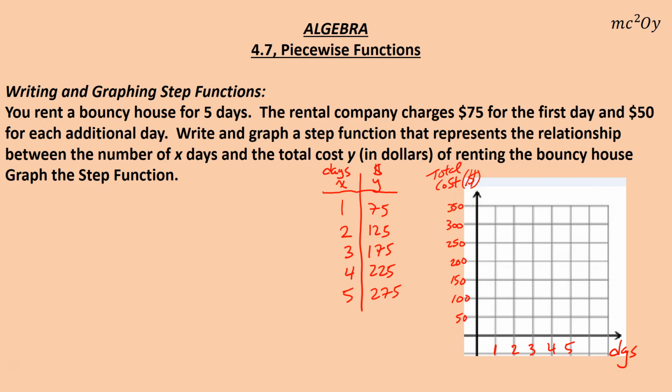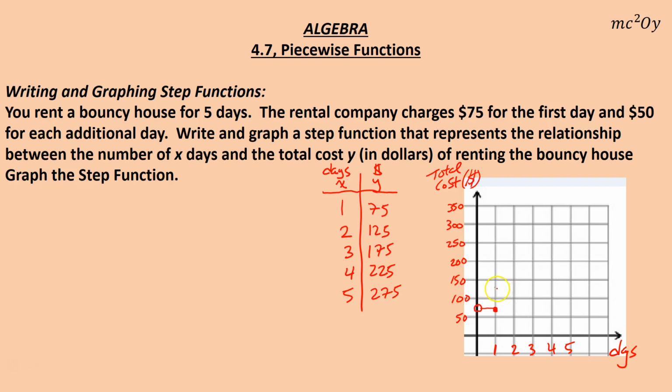So now I know for 1 day it's $75. Well, really for any part of the first day, so 0 to 1 days. If I have an hour or 24 hours, it's going to be $75. So I'm going to start right here with an open circle at 0, and then go to when the number of days is 1, for 1 day with a closed circle, 75. Now, for anything greater than 1 day, but less than or equal to 2 days, it's going to be 125.